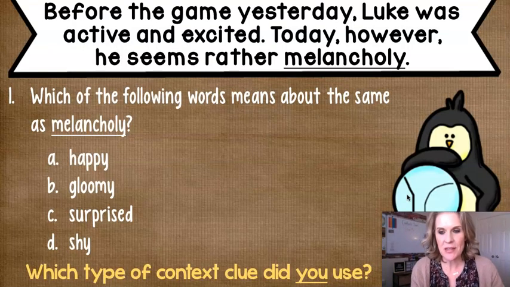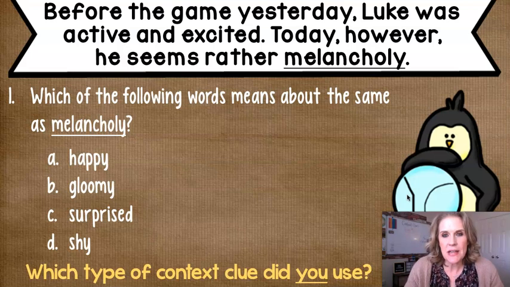So let's practice using our context clues. Here's an example. Before the game yesterday, Luke was active and excited. Today, however, he seems rather melancholy. Which of the following words means about the same as melancholy? Is it A, happy, B, gloomy, C, surprised, or D, shy?